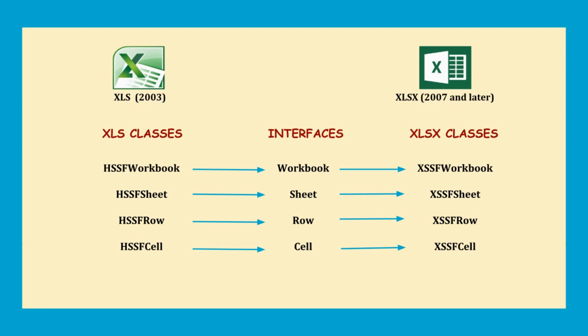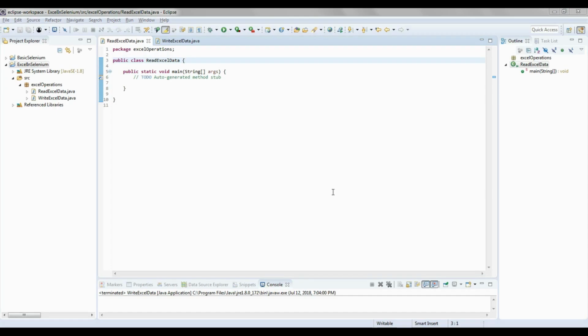Now we have similar classes for the XLSX file as well. Just that we have to replace the keyword HSSF with XSSF. In this video, I am going to use the second type of Excel file, which is the latest version, that is XLSX, and we are going to make use of the corresponding classes for writing the Java code. Let's write our first program, that is reading the workbook.